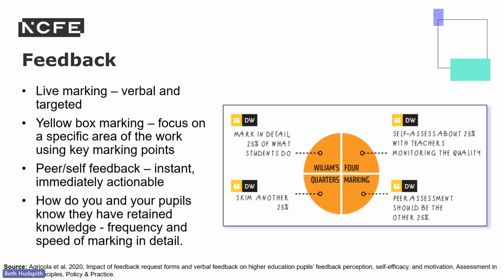But yellow box marking can overcome this issue as it is a more targeted approach to marking that ensures teachers and pupils focus on specific areas of their work rather than the entire piece. That encourages teachers' feedback to be diagnostic and to support improvement. The area of work is clearly marked, focusing on key marking points. A 2020 study found that pupils really valued verbal feedback over written feedback, and it was stated that pupils who received verbal feedback perceived the feedback to be better in terms of quality, quantity, timing and usefulness compared to pupils who received written feedback.